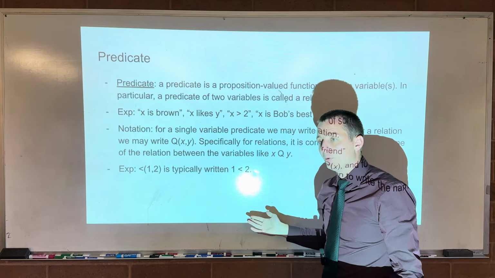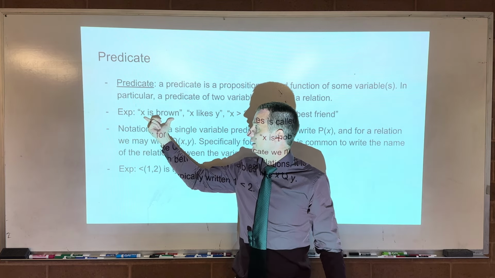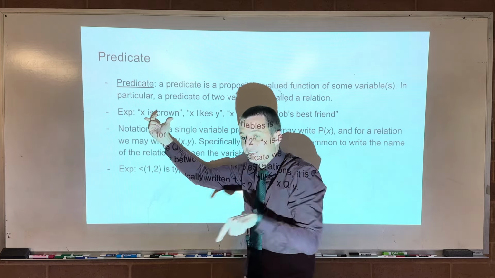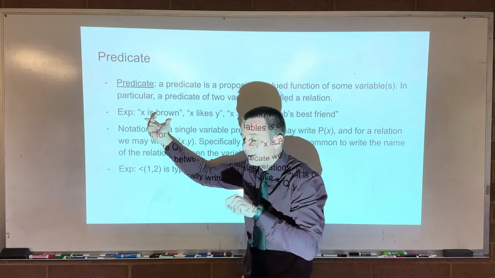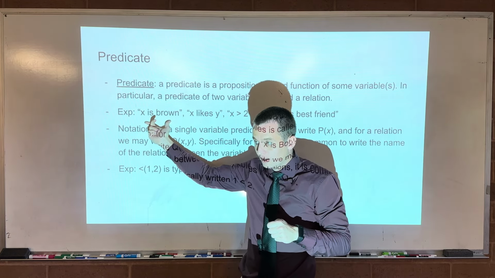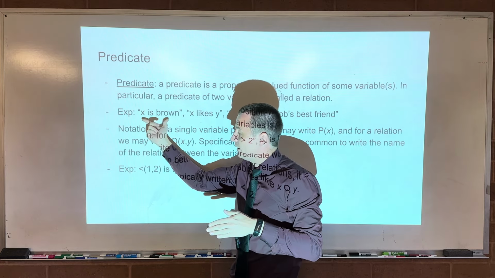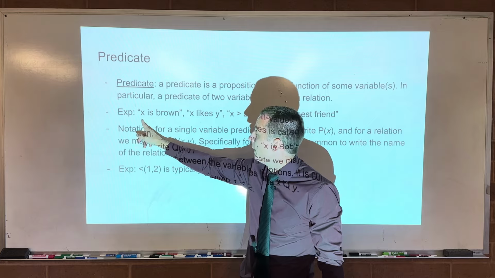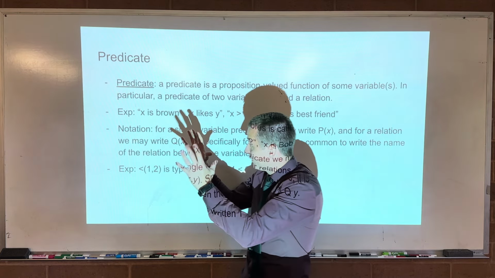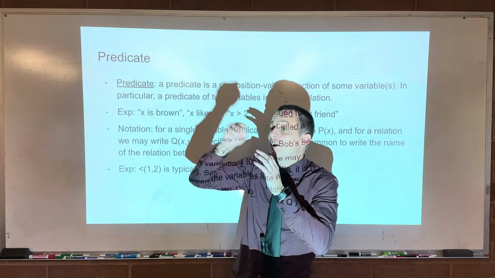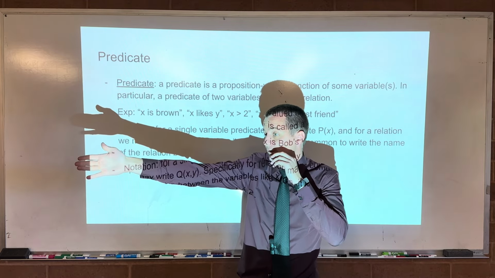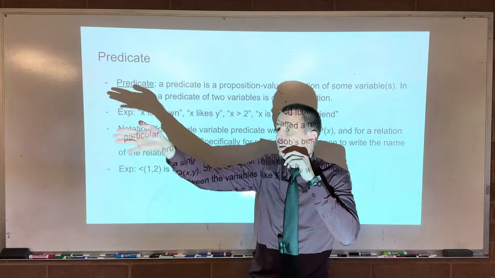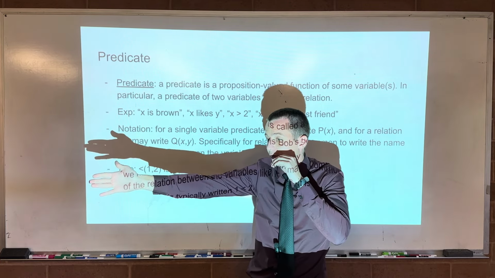So let's do some examples of predicates. X is brown. This is a predicate, it takes one variable. If I throw that desk into the predicate, I say this desk is brown, it spits out true. If I throw the green board over there into the predicate, it spits out false. But X is brown, you don't know. It depends on what the X is. So notice that this is like a function. You give me an object, and I spit out true or false. If you give me the desk, I spit out true. If you give me that chalkboard, I spit out false.